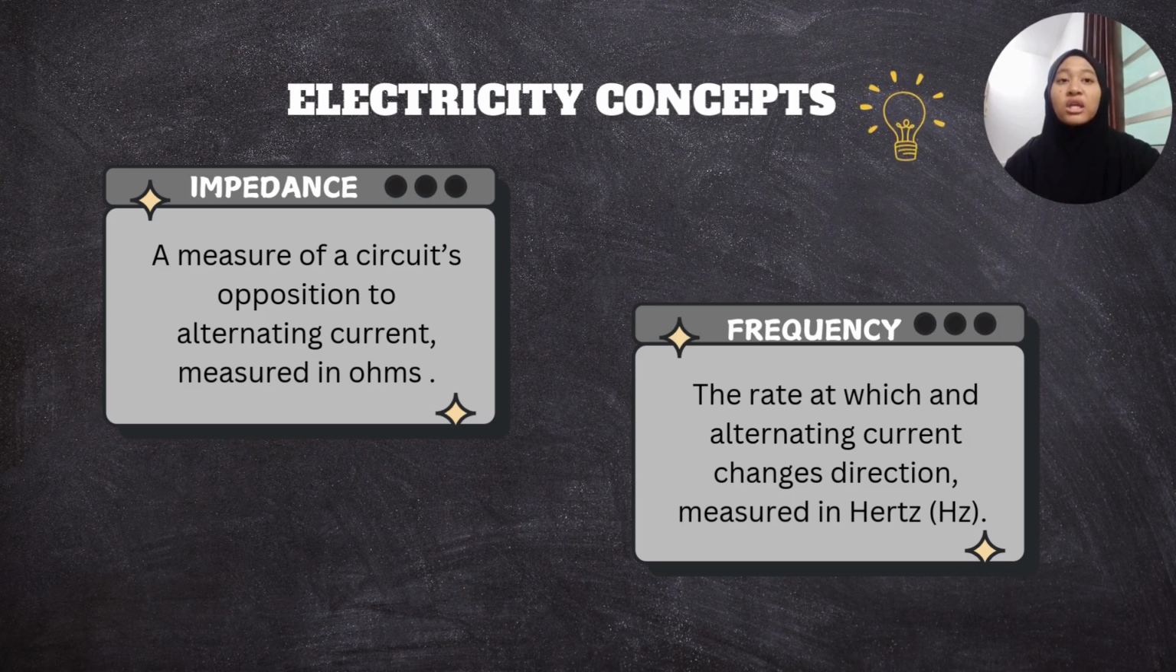If we have higher frequency, this means the current changes direction more rapidly, like fast flowing water. And if we have lower frequency, this means the current changes direction more slowly, like slow moving water.